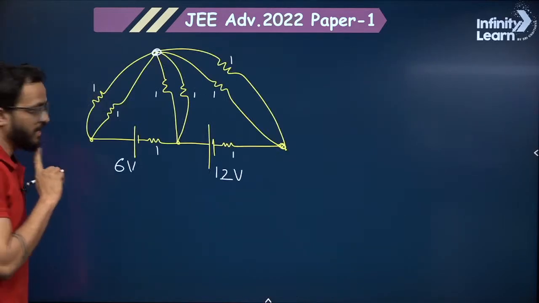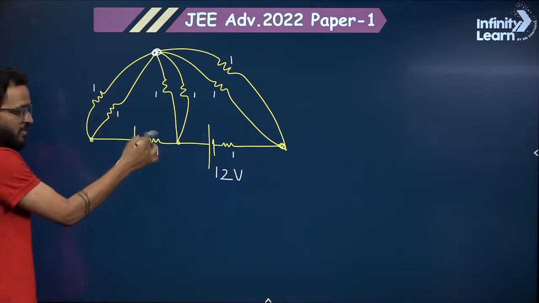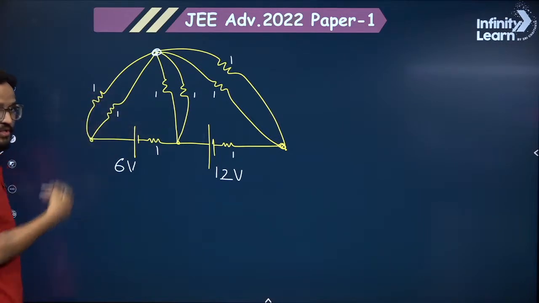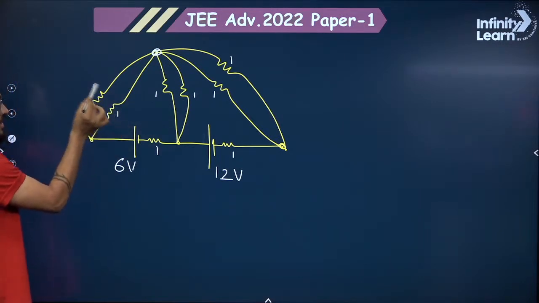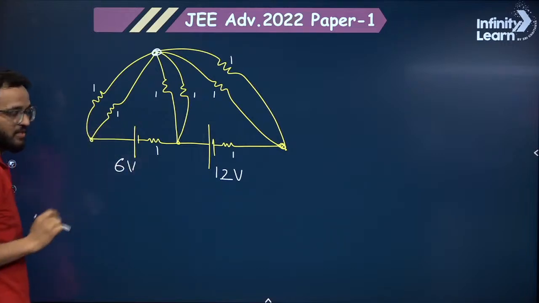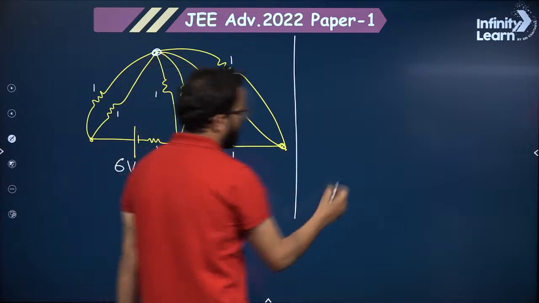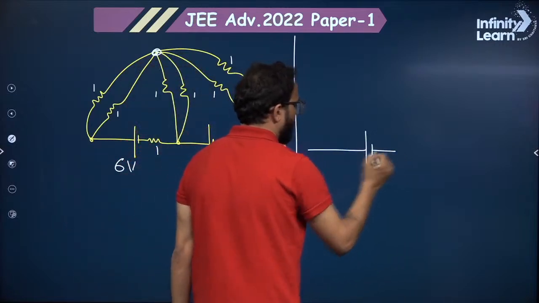Now what I can say is these two are in parallel, right? And along with this, they are in series with these two resistances, right? So whatever is the resultant of these two, that is the parallel resultant, will be in series with this resistance. So can I just redraw the circuit like this? Just have a close look. This is 6 volt.